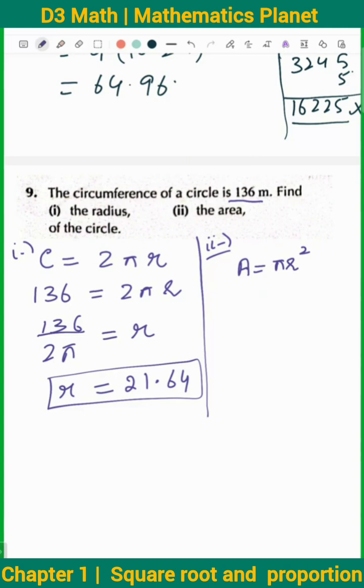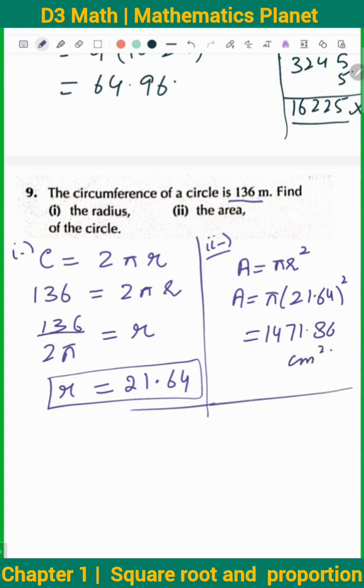Okay, how to find the area now? Area is equal to pi. What is r? 21.64 square. So do the multiplication and tell me. 1471.86, which is the area in centimeters square. This was an easy question, not that difficult.